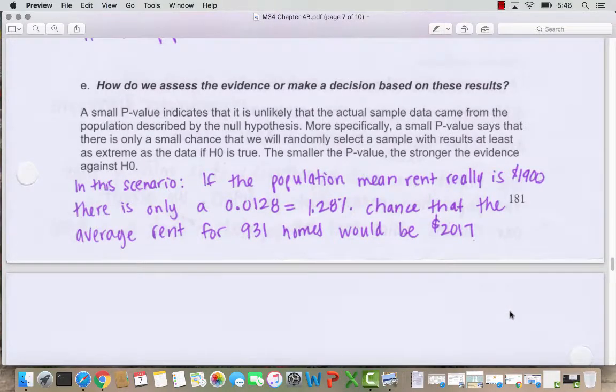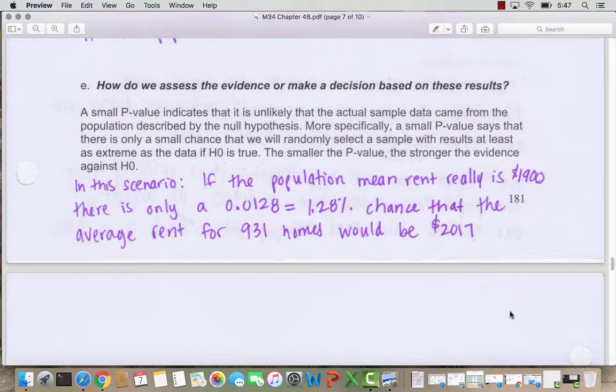So how do we make a decision? How do we assess this evidence based on these results? A small p-value indicates that it's unlikely that the actual sample data came from the population described by the null hypothesis. So in this case, our population is the mean rent is $1,900 per month in San Francisco. More specifically, a small p-value says that there is only a small chance that we will randomly select a sample with results at least as extreme as the data if the null hypothesis, H sub 0, is true. The smaller the p-value, the stronger the evidence against the null hypothesis.